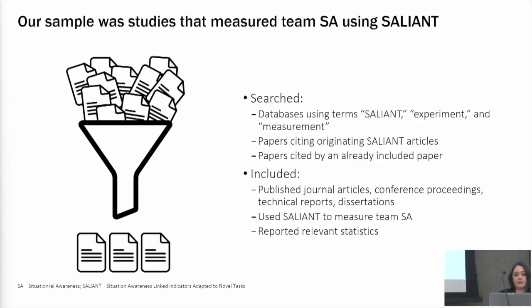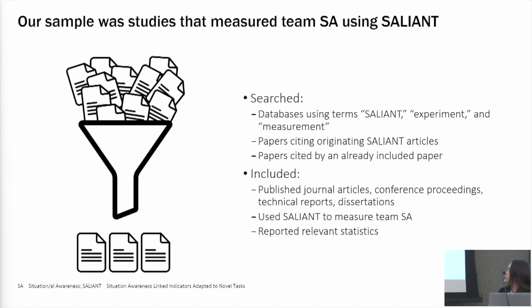So to select studies in this sample, we had a set of search criteria, right, and combinations of search terms that we used for every paper that we found. We also wanted each of those papers that we found to cite this original paper where the SALIANT methodology was originally reported on and developed. Once we found papers that fit those criteria, we looked at the references cited by those papers and tried to find other studies to include in our meta-analysis.